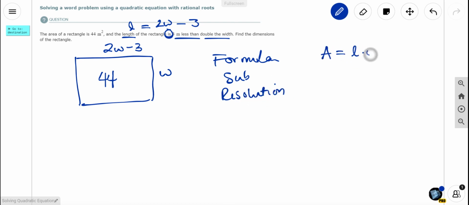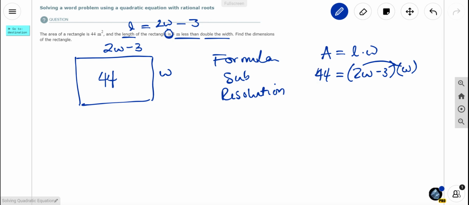Area equals length times width. We all know what it is. It's a rectangle. It's length times width. They gave you the area now, so you substitute in for what you know. 44 is the area. The length is 2W minus 3, and the width is W. They don't want this, though. They want the dimensions. That means we actually have to get an answer, which means we have to multiply this out so we can set it equal to 0 and get rid of the 44.